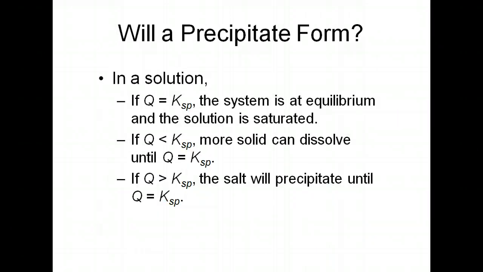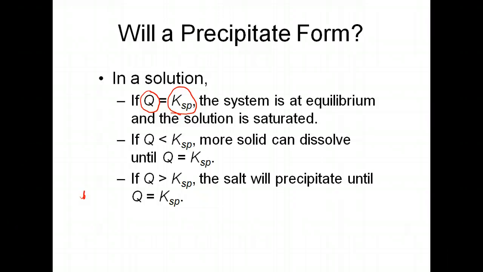Last point on here is the idea of Q. What Q will do for us is that it is us running an experiment. So we just are given some values. Usually it's a volume times a concentration, and we just generate an answer. What we do with that answer is, this is where we get the KSP, the comparison. We compare our value to KSP, and if it's equal, that's great. The system's at equilibrium, everything's saturated.